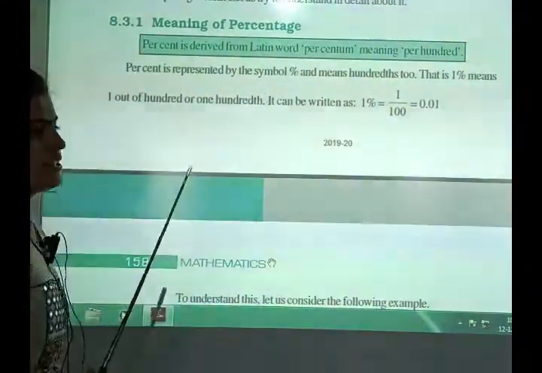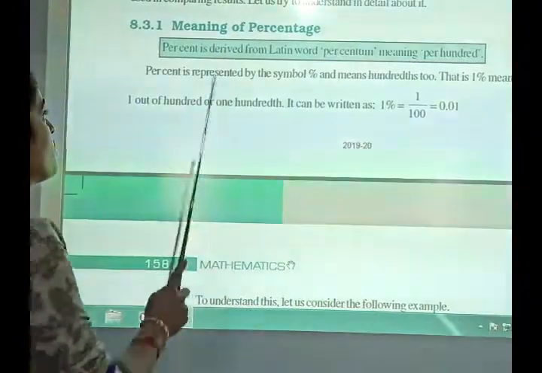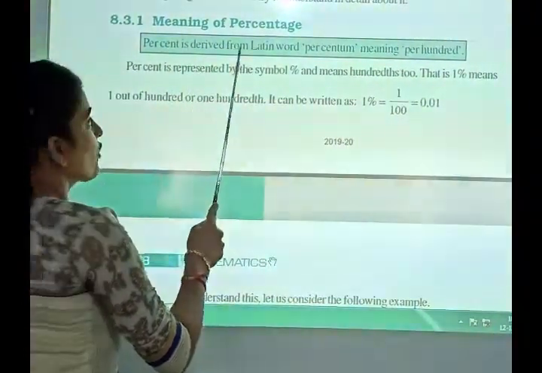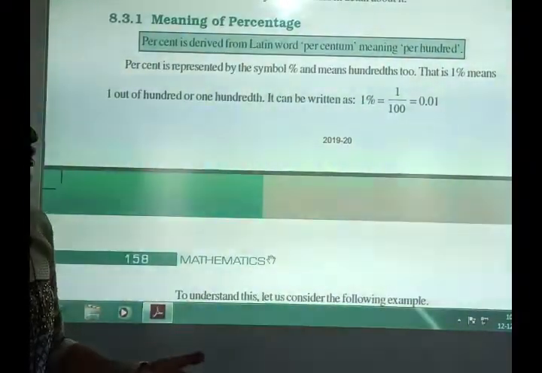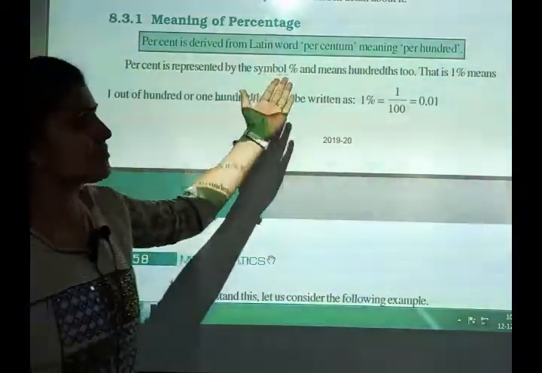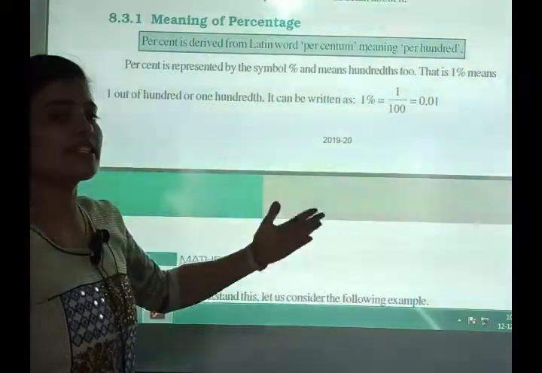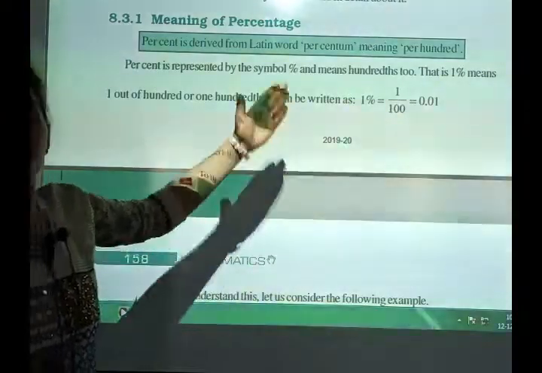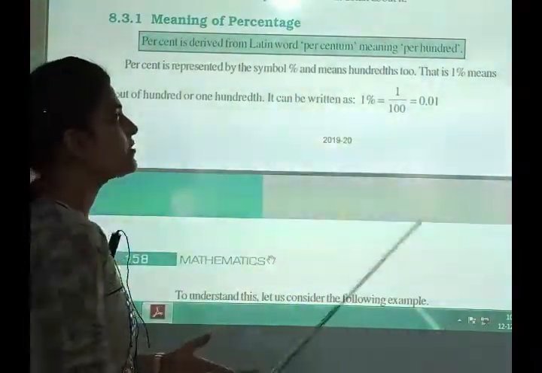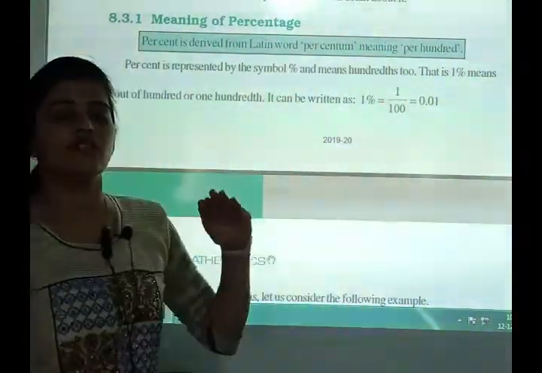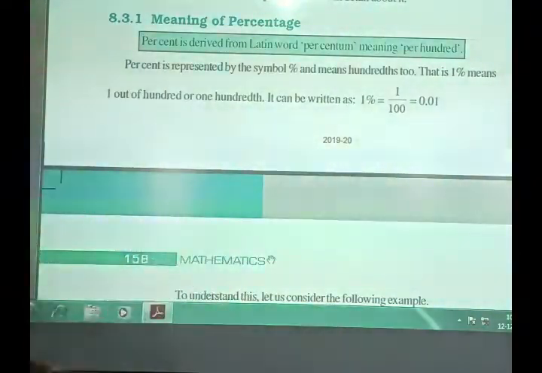Now, the meaning of percentage. What is percentage? Percent is derived from a Latin word, per centum. Per centum means per 100, that is, the denominator is 100.